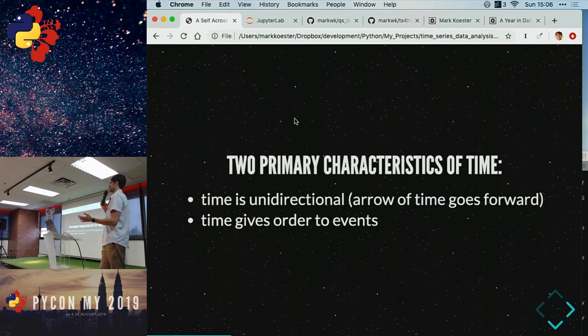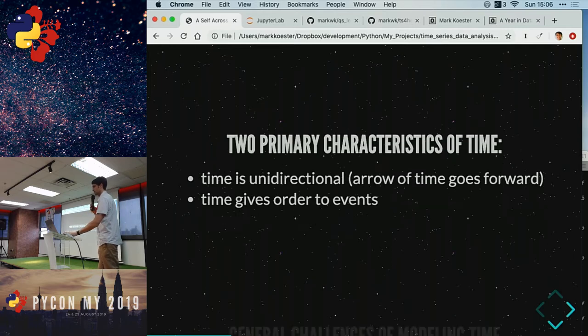The second thing is time gives order to events. So even though this is a physics and a psychological idea, actually, this is quite important from the data science side, that time gives order to events. So those are really the two things. You can read all kinds of books about what is time, but this is the most important.